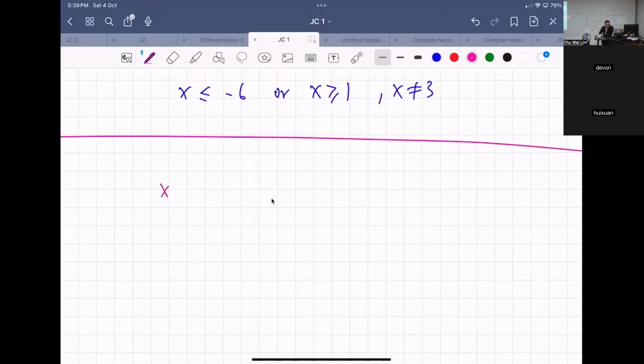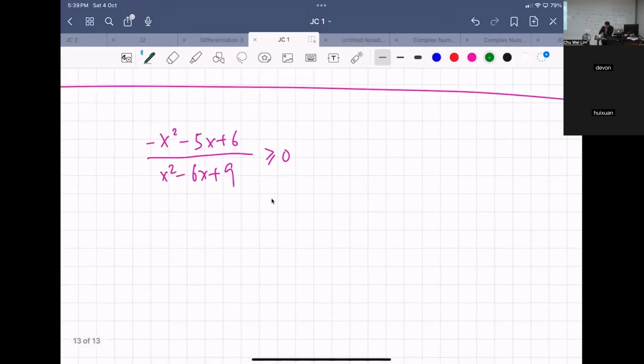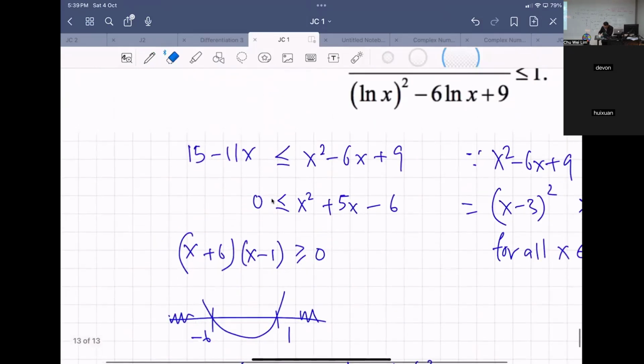x minus x squared minus 5x plus 6 over x minus 3 whole thing squared, that is x squared minus 6x plus 9, equals 2, right? Now if you want to bring it on top, you write down here straight away x squared minus 6x plus 9. Then you have minus x squared minus 5x plus 6. Sorry, this is less than 0.